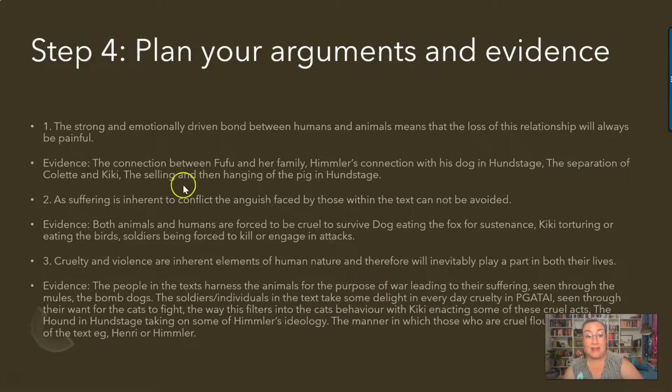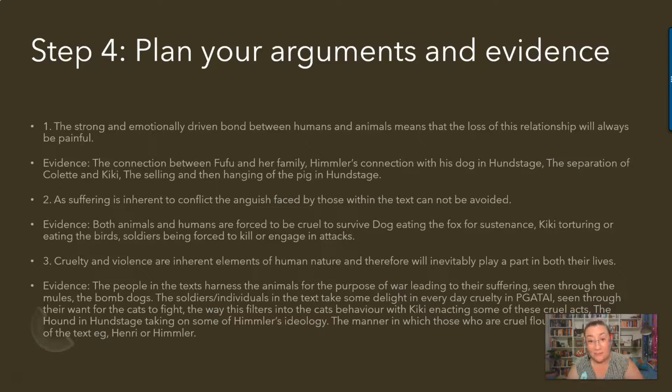The second argument is that as suffering is inherent to conflict, the anguish faced by those involved can't be avoided. Basically I'm saying conflict is inevitable. Conflict is always going to happen. Therefore suffering is always going to happen, because conflict equals suffering. My evidence is going to be that both animals and humans are forced to be cruel to survive. For instance, the dog eats the fox for sustenance; you have to have conflict in order to survive, and that brings suffering. Kiki torturing or eating the birds, and the soldiers being forced to kill or engage in attacks. I could use the soldiers in Soul of a Cat or in Hundstage, so I've got either there.